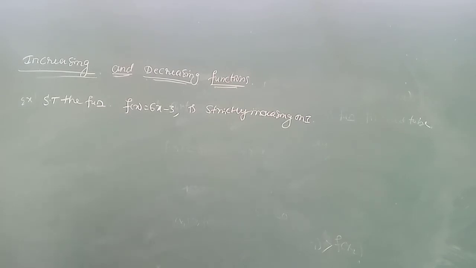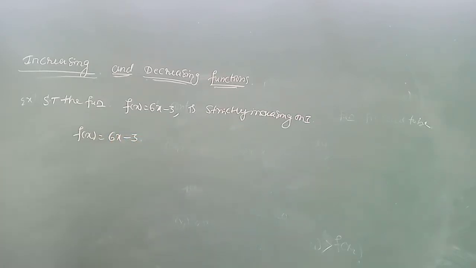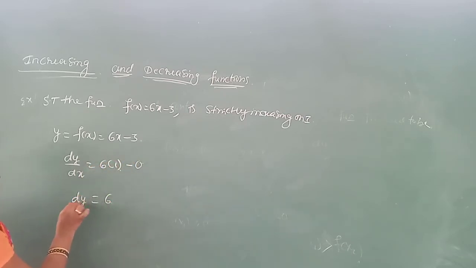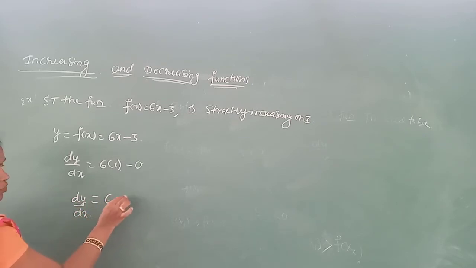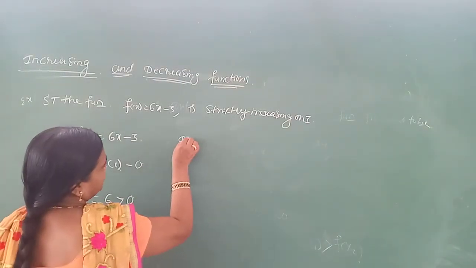Okay. The given example is f of x is 6x minus 3. The very first method, we know how to calculate dy by dx. 6x differential is 6, constant is 0. So dy by dx we got is 6. Positive 6, more than 0. Therefore, dy by dx is more than 0. If it is more than 0, it means it is a strictly increasing function. This is one method, which I just explained.